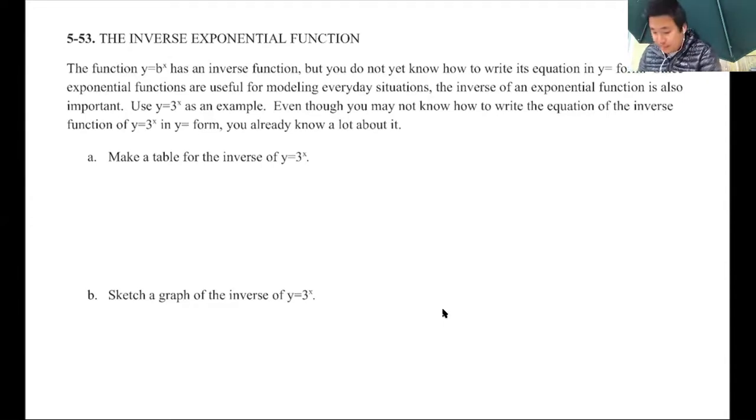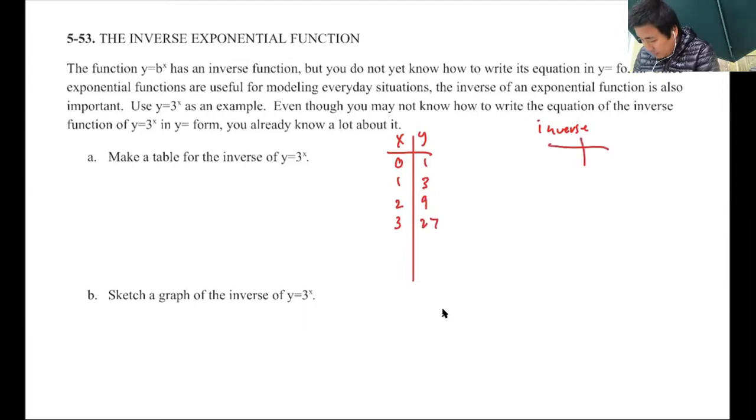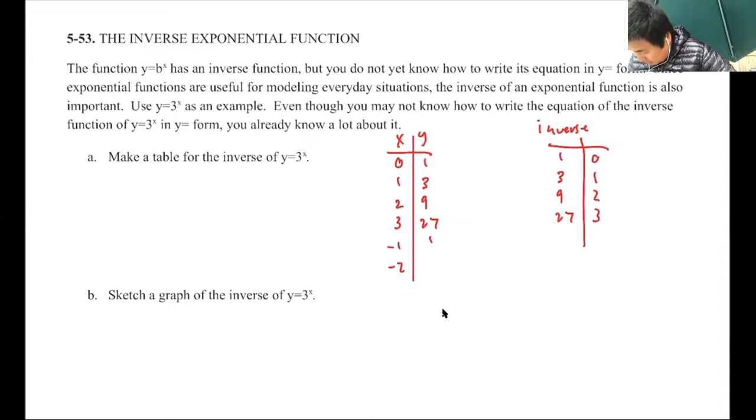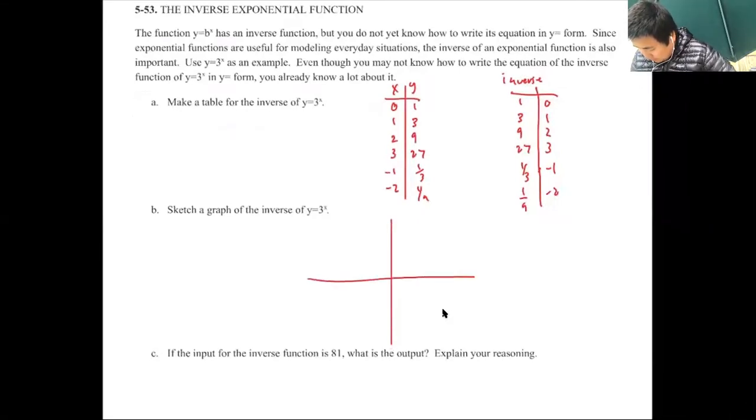Make a table for the inverse. So the original points, and then the inverse. If x is 0, 1, 2, 3, you get 3 to the x as 1, 3, 9, 27. So the inverse is 0, 1, 2, 3. We're doing negative 1 and negative 2. Here's 1/3 and 1/9. So 1/3, 1/9, negative 1 and negative 2. Sketch the graph, and this one's going to look like this.